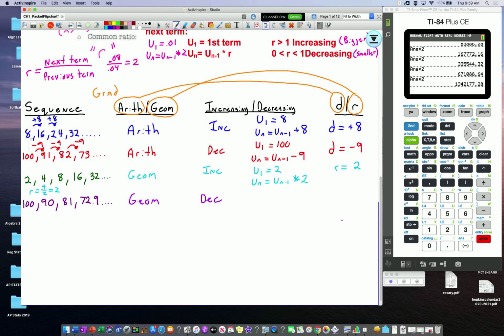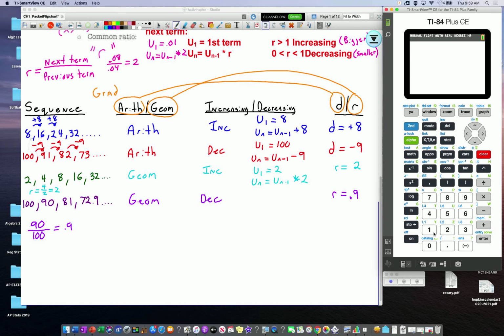Okay, so now I've got to figure out what R is. This is where that next divided by previous gives it to you. So 90 divided by 100 is 0.9. Now you might be going, well, how do I know that that's right? Let's use our technology just to double check it.